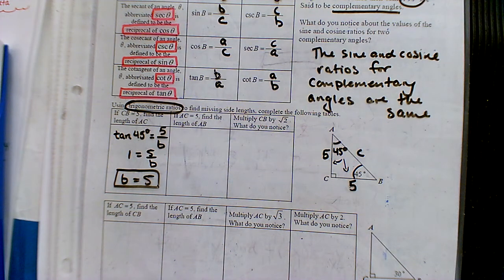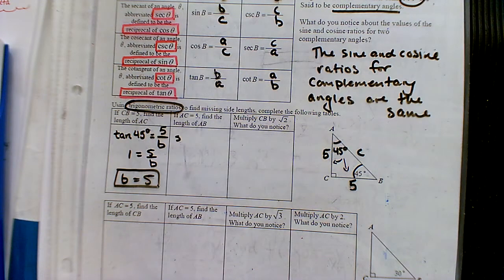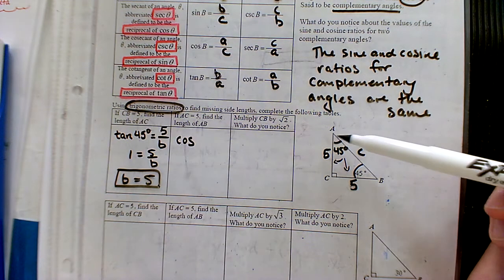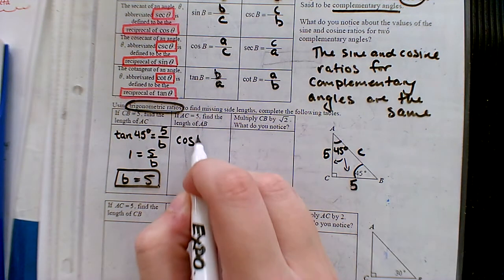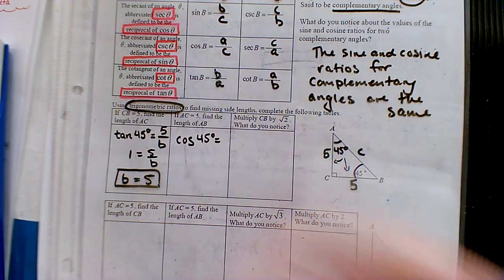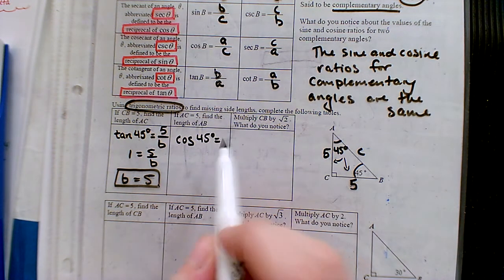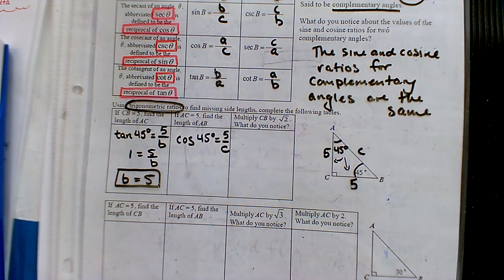Good, Marie? We can use cosine. Yep, you have options. You can use either one, but let's go ahead and use sine. Did you say sine? You said cosine. I'm sorry. Okay, we'll use cosine. So do you want to use angle A or angle B? Angle A. Okay, so cosine of angle A, which was 45 degrees. Cosine is the adjacent side, which we found was 5, over the hypotenuse, which is C.